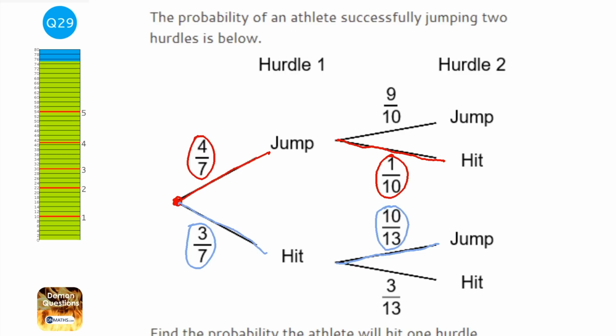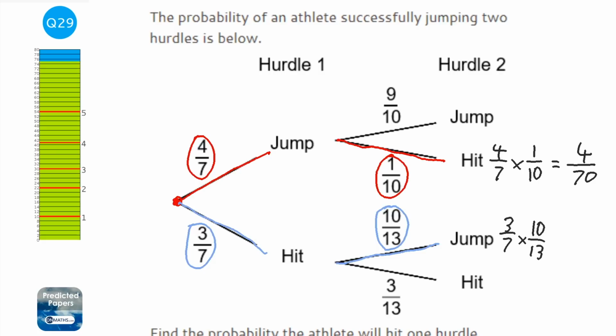Okay, what we need to do next is work out the probability he will jump the first one then hit the second one. So we just get the 2 fractions and times them together. So that would be 4/70. No need to cancel at this point. Okay, and let's work out the probability you hit the first one and then jump the second one. So that's 3/7 times 10/13. So that's going to be 30, and then I could do this on the calculator or just do it in my head, over 91.